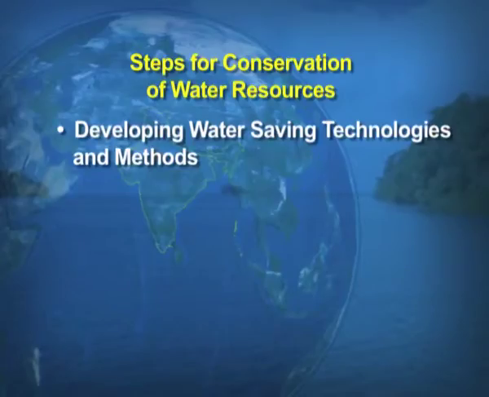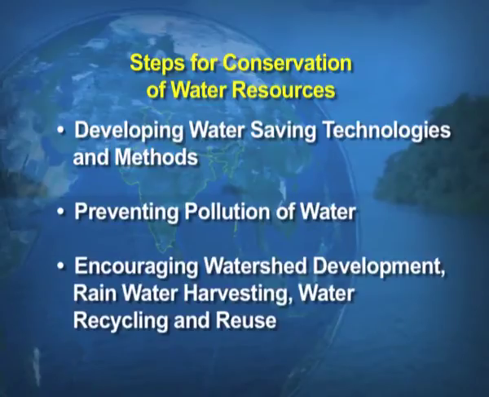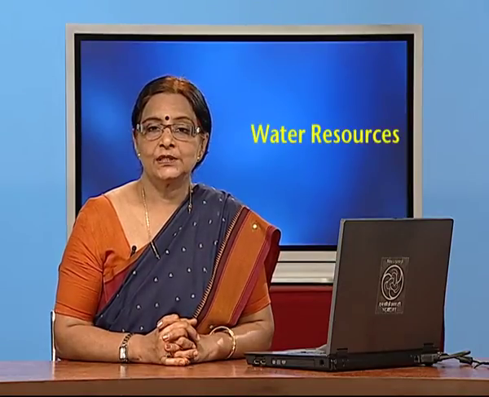Number one, developing the water saving technologies and methods. Number two, preventing the pollution of water. Number three, encouraging watershed development and rainwater harvesting, water recycling and the reuse of water. So children will be taking up the two important aspects of water conservation, that is watershed management and rainwater harvesting. Now what is watershed management?